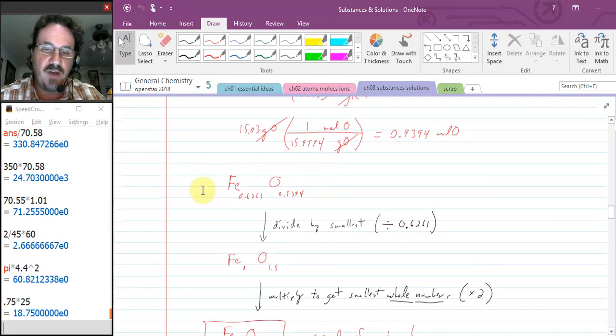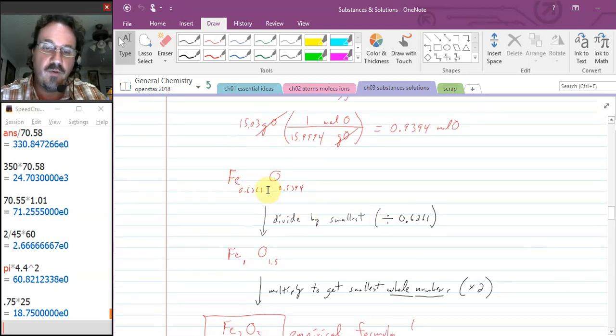You look at what you've got, of course you converted them to moles, and now you wrote it out, and you say, okay, let's just divide everything by the smallest of those numbers. So I look at this, 0.6261 is the smallest. All right, so I'm going to divide everything by that smallest number. Of course, 0.6261 divided by 0.6261 is just a 1 on the iron. And if I divide this one, it turns out to be 1.5, or 3 halves if you want. 3 halves in fraction.